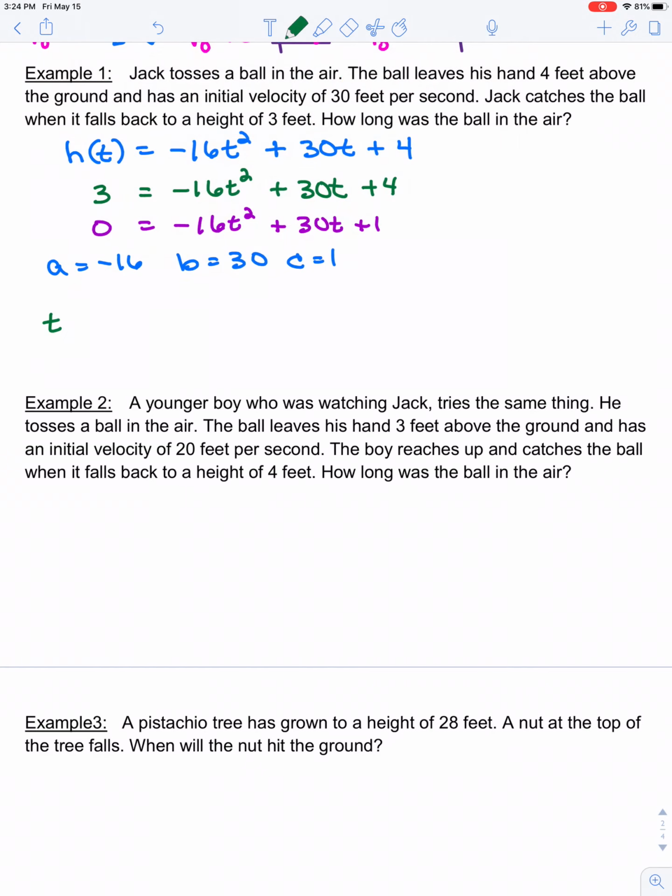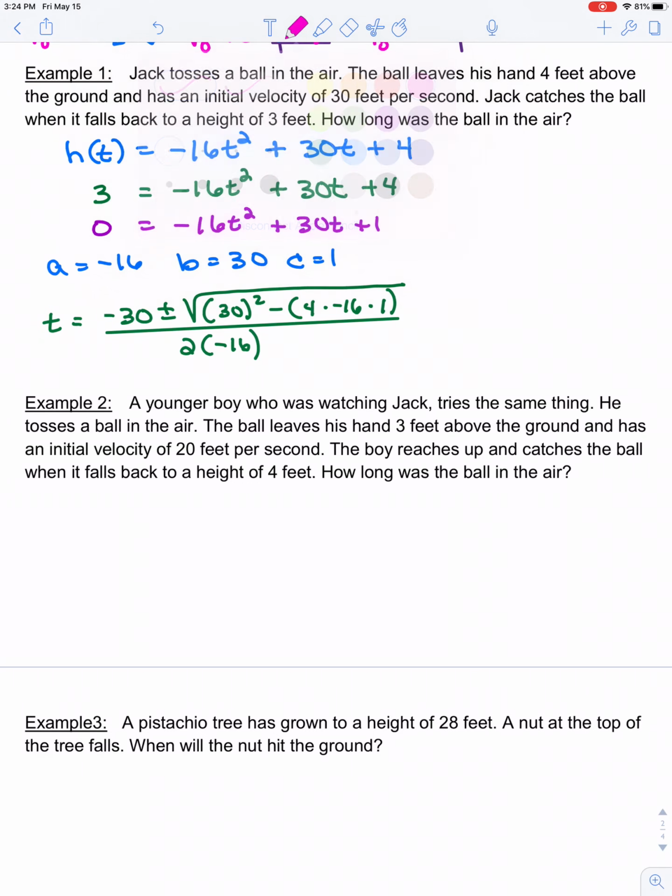T, which is your time, will represent, in the quadratic formula, remember opposite of b plus or minus the square root of a whole big problem. 30 squared minus 4 times a times c all over 2a. Okay, so now we need to clean that up. I always do the discriminant on the side. So here we have the square root of 964.